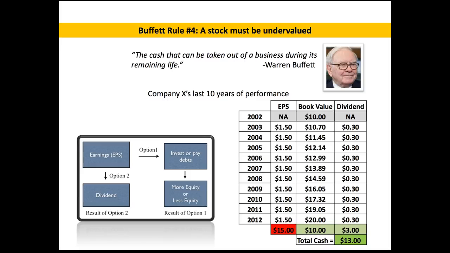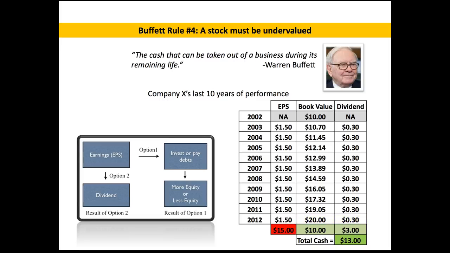So as we go from 2003 to 2004, you can see how the book value grew a little bit more than it did the previous year, and the dividend remained the same. So the company got a little bit more efficient, and more of that $1.50 of EPS actually went into your pocket. As we go year by year and keep going down, you can see that the book value continues to grow. And at 2012, the book value got clear up to $20, and they're still paying their 30-cent dividend, okay? And the EPS remained the same.